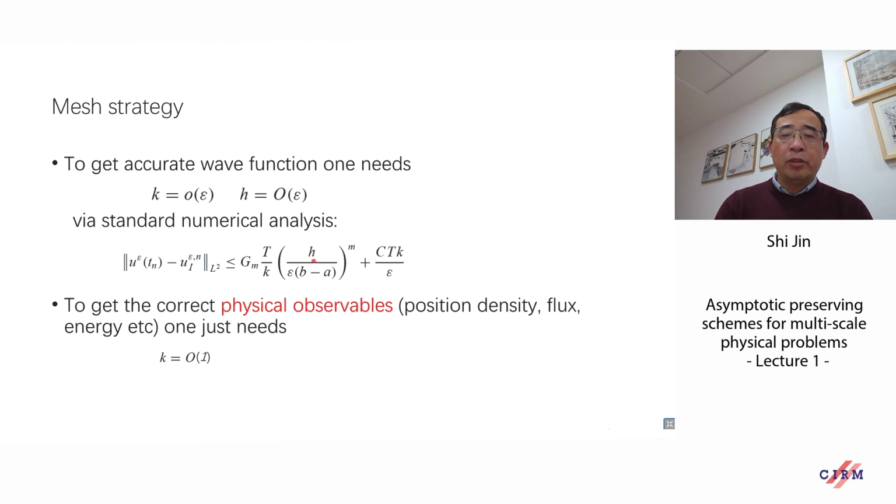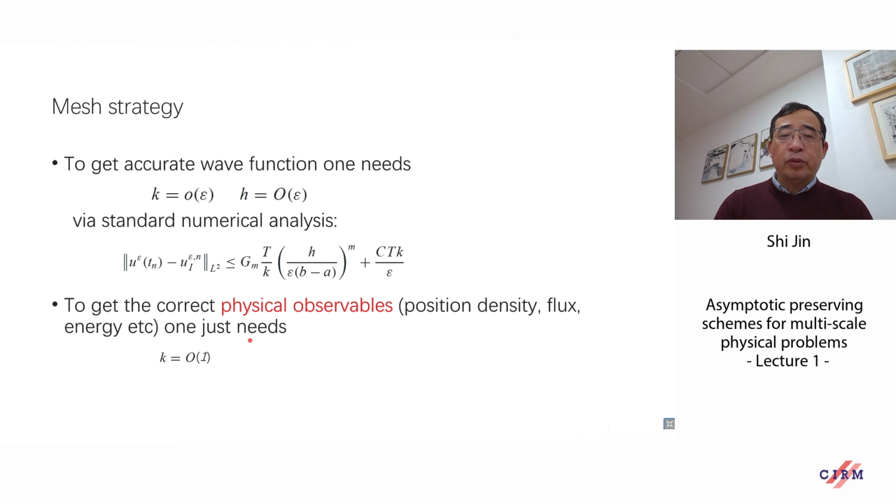So for the error to be small, your H has to be much smaller than epsilon. This m has to do with the regularity of the solution. If the solution is C infinity, m can be any arbitrary integer, so it just requires H to be smaller than epsilon. You also need the time step to be much smaller than epsilon. That's why we require this if you want to get the correct wave function.